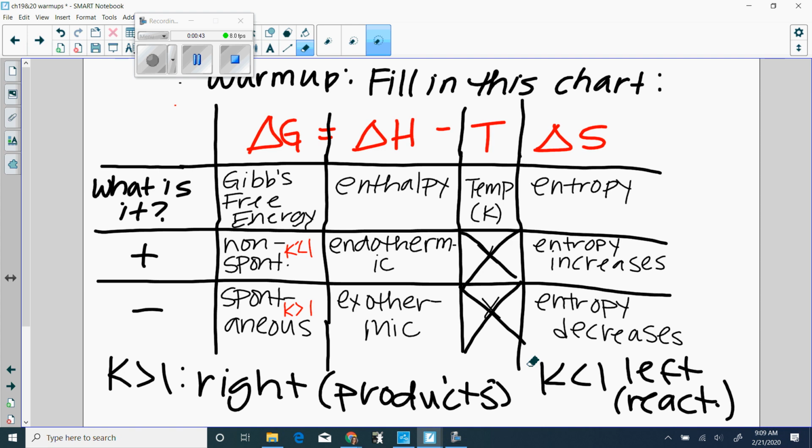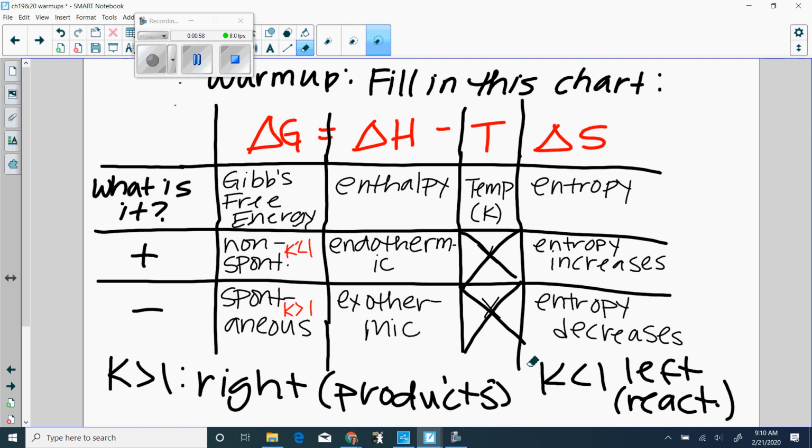K is greater than one. It lies left. Look at all these products I made. It doesn't mean rate. It could happen over billions of years. It could happen instantly. That's called kinetics. That's completely different. That's monkey and narwhal. This is just saying it will happen.